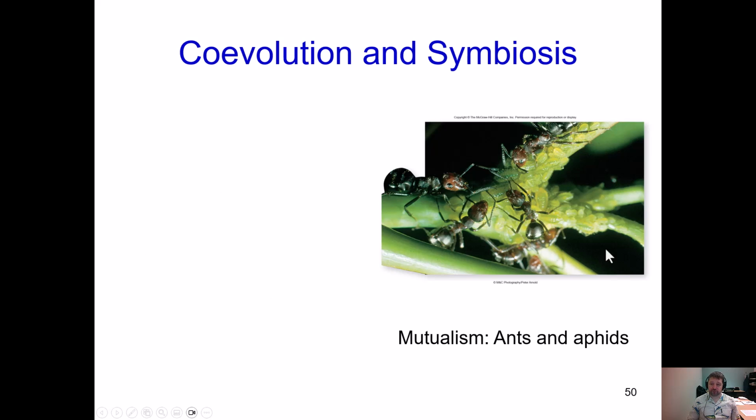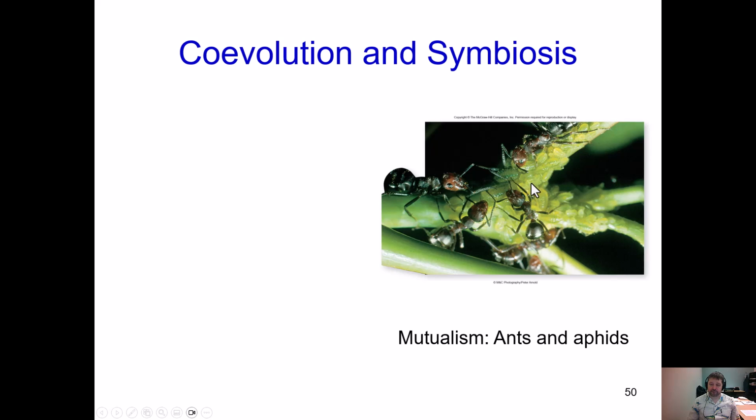So mutualism, and a great example of mutualism from a terrestrial habitat would be things like aphids. Here you can see these woolly aphids that are on this plant, and you can see these ants that are tending to the aphids. Okay, so the ants aren't eating the aphids. In fact, the ants are guarding the aphids from predators.